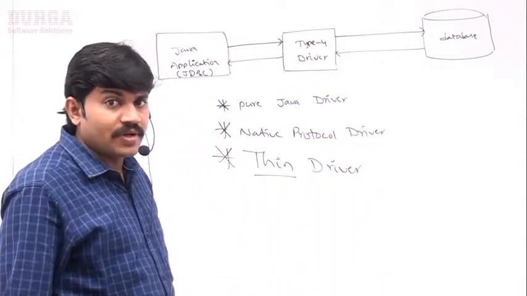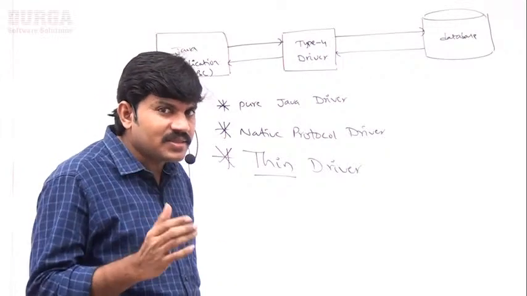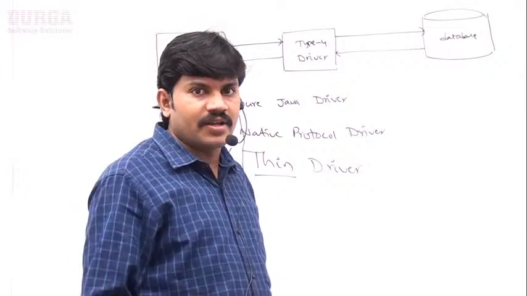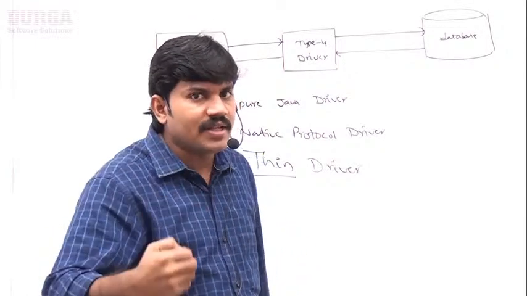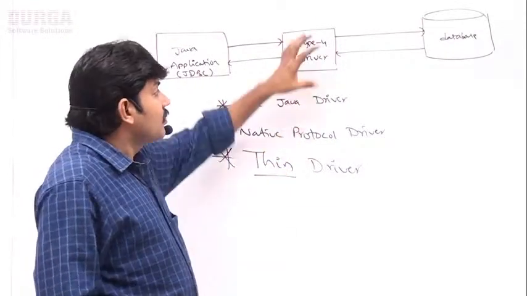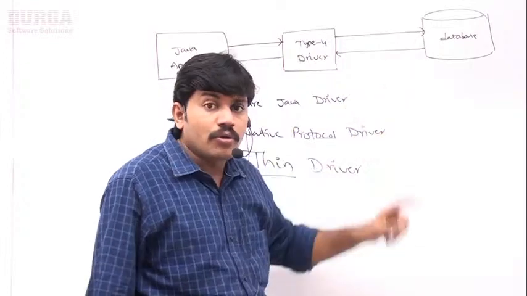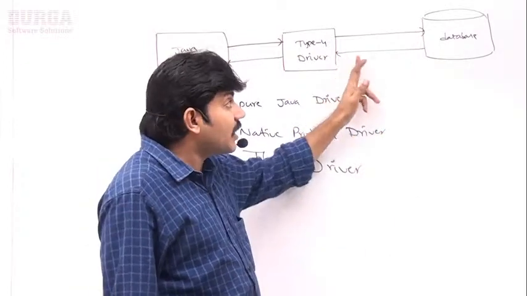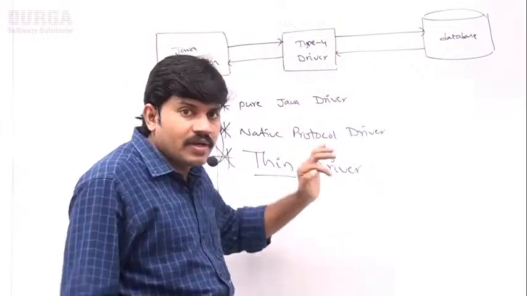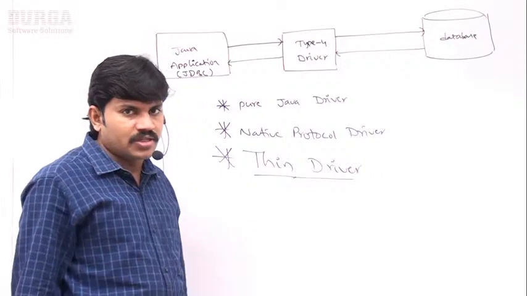Then immediately we ask, why the word thin? What is the meaning of thin? Thin means light weighted. Thick means heavy weighted, fat. Heavy weighted is by default considered thick, but this one is thin. Because the type 4 driver won't require any extra component to communicate with the database. Directly it can communicate with the database. That's why the type 4 driver is also known as a thin driver. Everyone can understand, right?